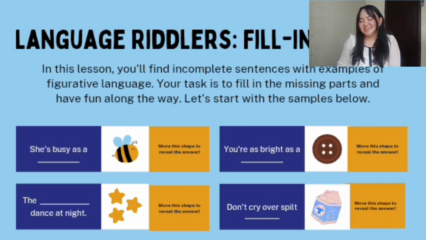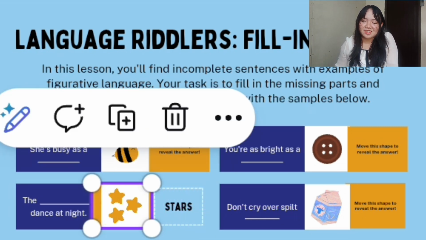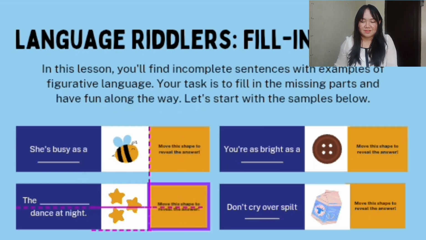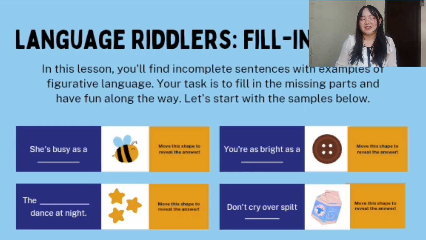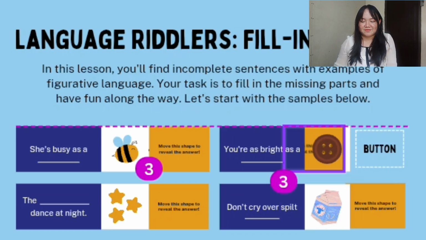Okay. Next question. The blank dance at night. What is this? Yes, Mr. John Renz, it is stars. The stars dance at night. What about this one? You're as bright as a blank. Correct, Mr. Heriberto. It is button. You're as bright as a button.